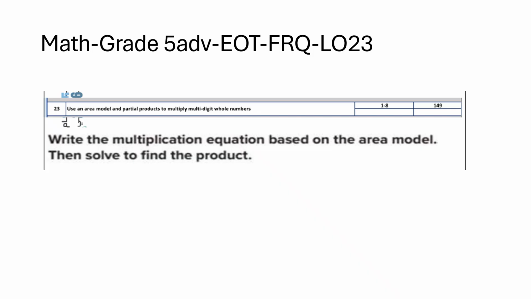We are revising here for your coming math exam from the EOT FRQ Learning Objective 23. Here you are going to use an area model and partial products to multiply multi-digit whole numbers. Now this kind of question will come on the paper-based exam, so you need to show the steps, you need to show the working. So let's get started, and on the next slide I will give you the steps that you need to use to complete the area model and find the product.